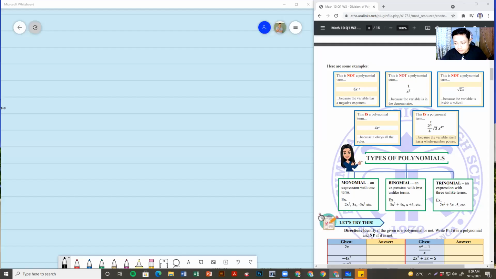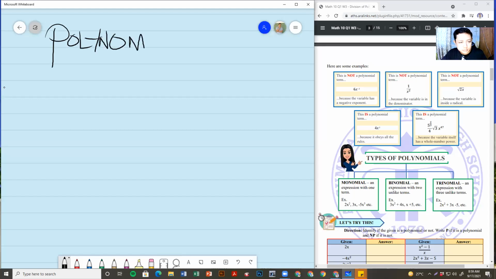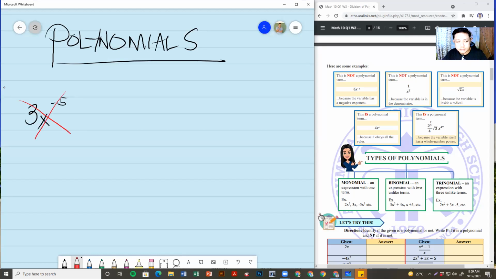Okay, so we are talking about polynomials. Okay, you may now access it. Click. Okay, so just remember that if there is a negative exponent, for example, 3x raised to negative 5, this is not a polynomial.